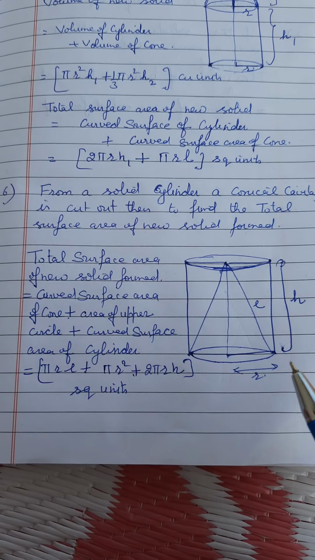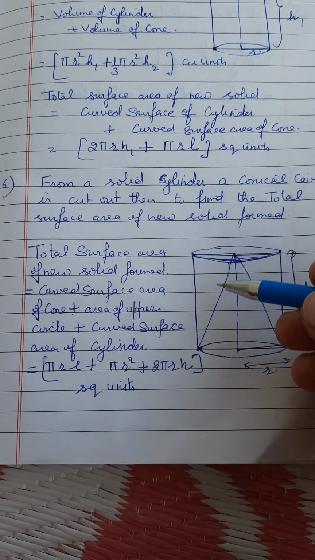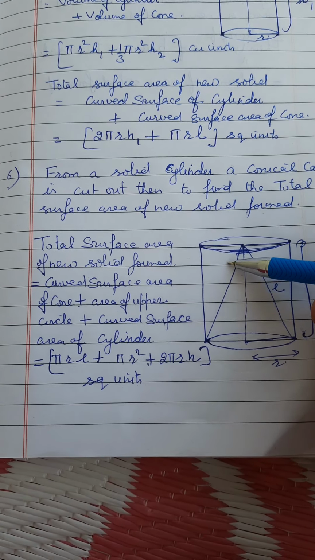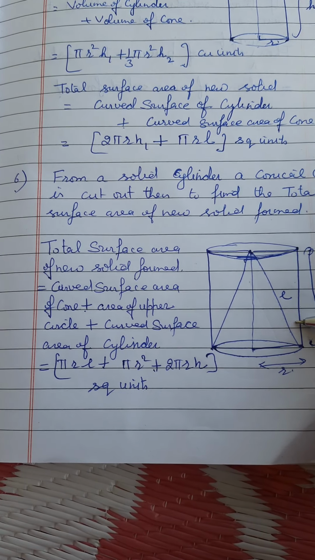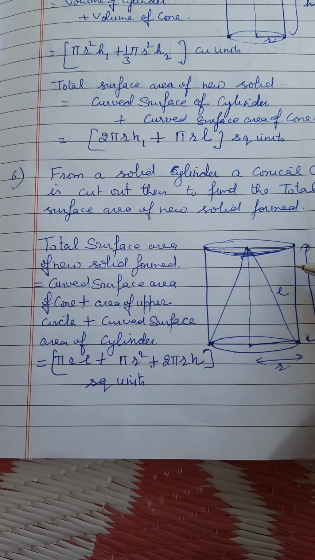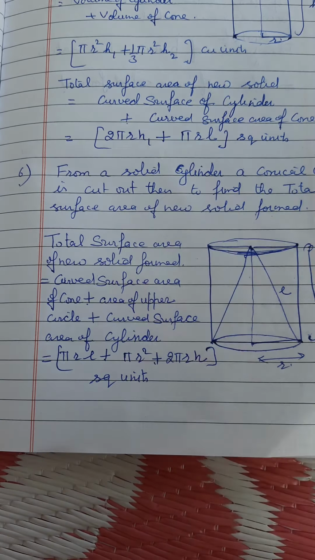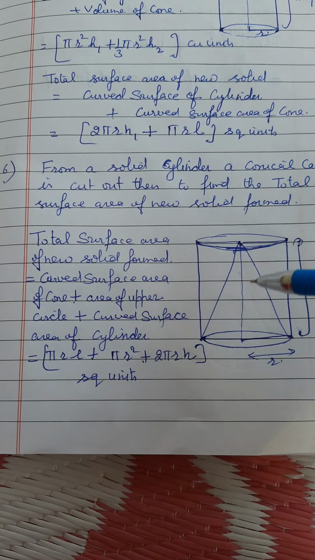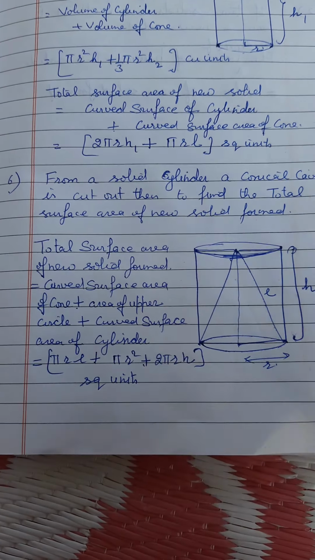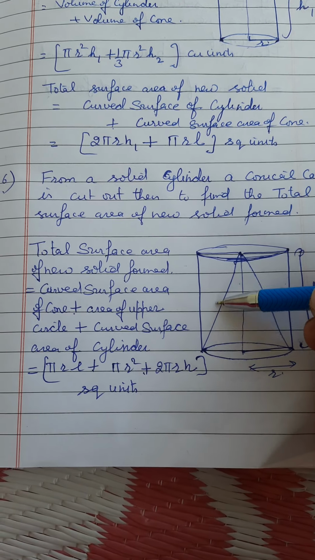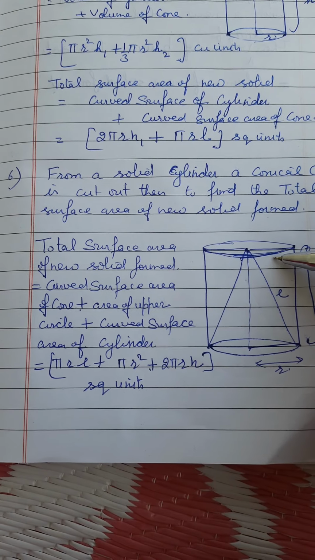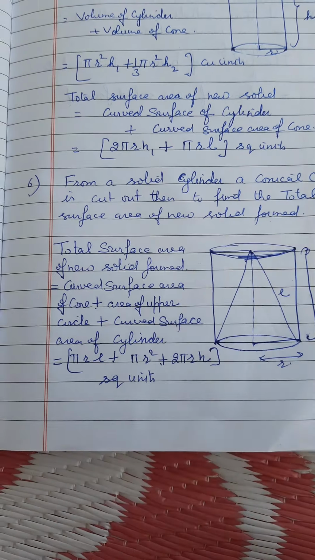Now if we are to find the volume of this portion, what we will do is find the volume of the cylinder and then find the volume of the cone, then subtract the volume of the cone from the volume of the cylinder to find this part of the cylinder.